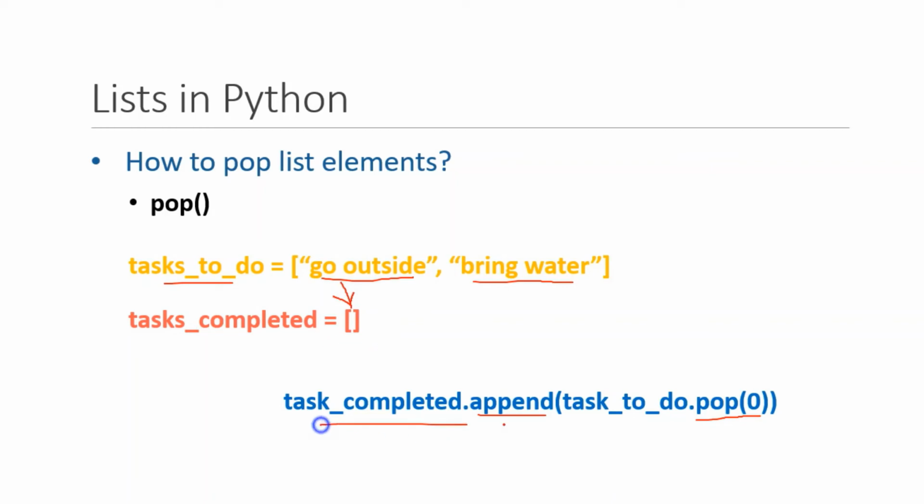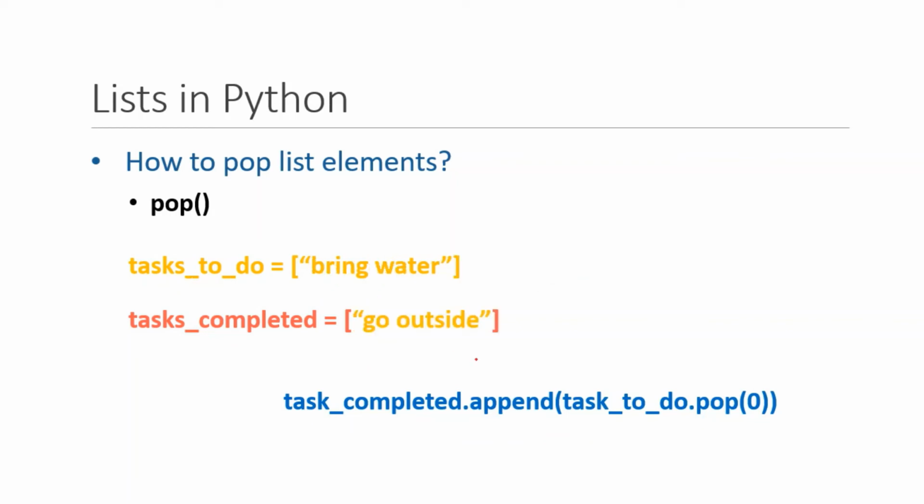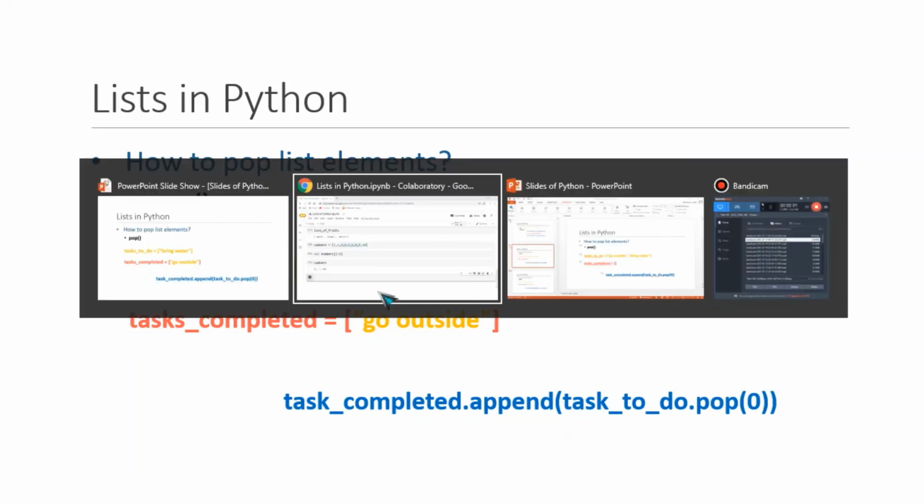So after the execution of this statement, these two lists will become like this. Task to do is bring water, and the go outside from this task to do has been removed and this go outside has been added to this task completed list. This is a way in which we can take an element from one list and add that element to the other list. So now move to Colab and try some popping. Try to do practice of some popping.